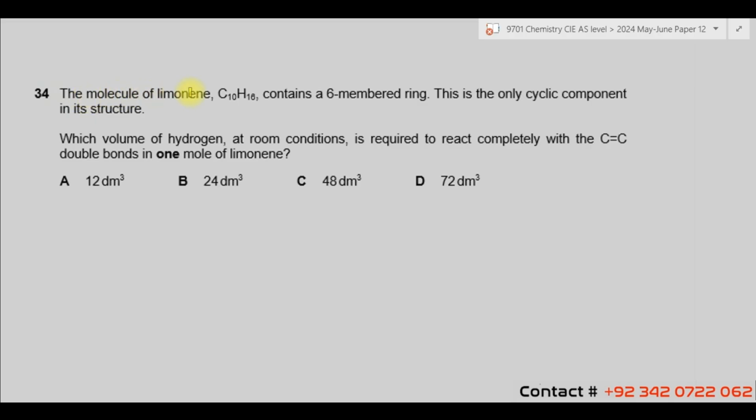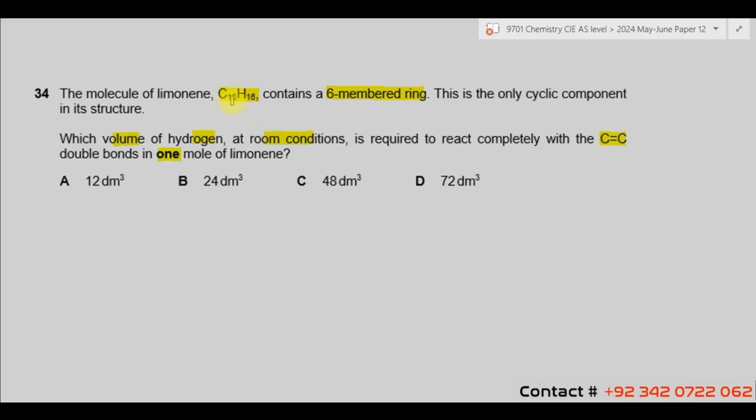Question 34. The molecule of limonene, C10H16, contains a 6-membered ring. This is the only cyclic component in its structure. Which volume of hydrogen at room conditions is required to react completely with the double bonded carbons in 1 mole of limonene? So we have to find how many double bonded carbons are there in this structure.